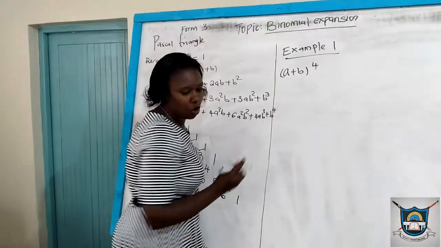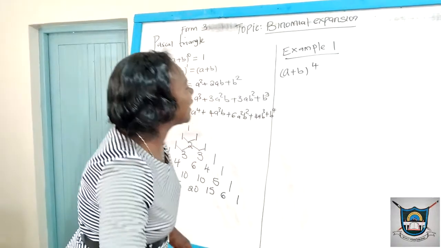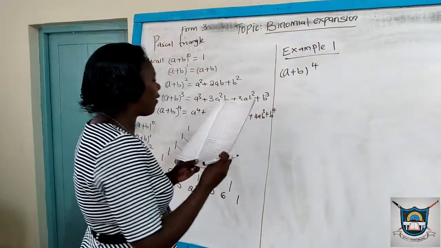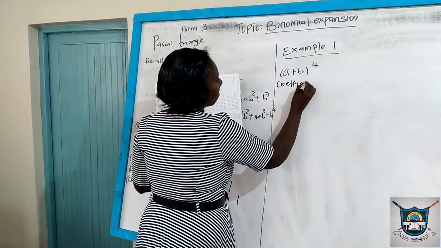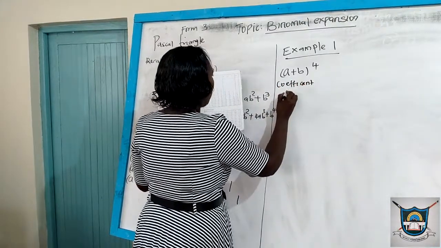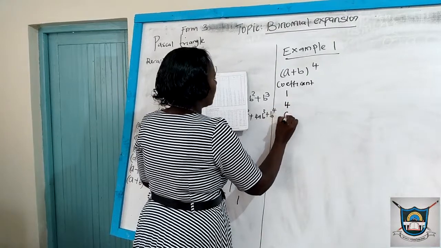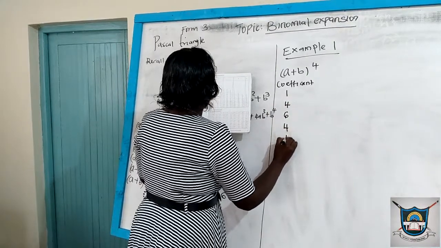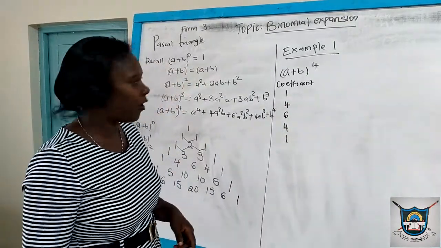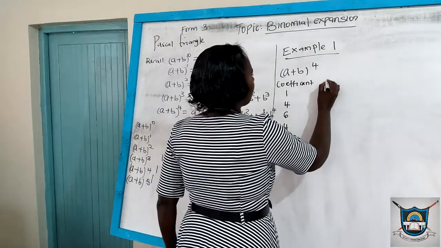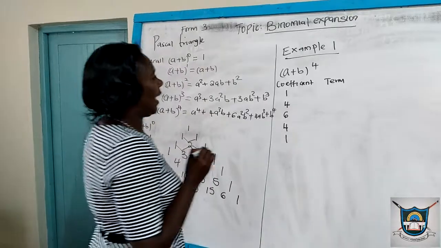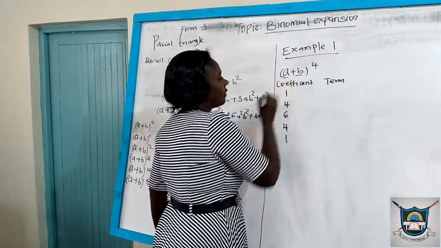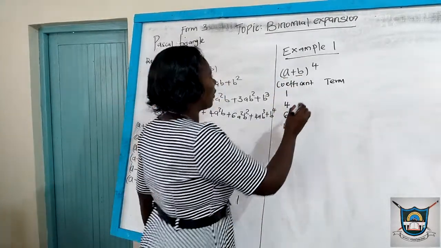So what do we need? We require the coefficients. You can go to the mathematical table and read the coefficients of power 4, which are 1, 4, 6, 4, 1. Those are the coefficients of 4. We have our terms. We want to expand that. Our first term is a and our second one is b, so we can expand that.